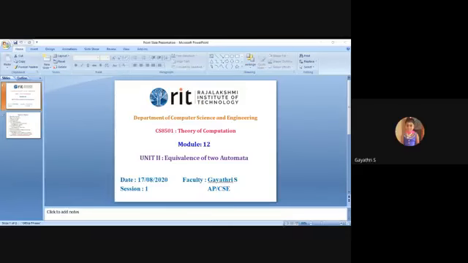Good morning, students. For today's session, we will understand how to find the equivalence of two finite automata. That is, we are going to find whether the two automata are equivalent or not.